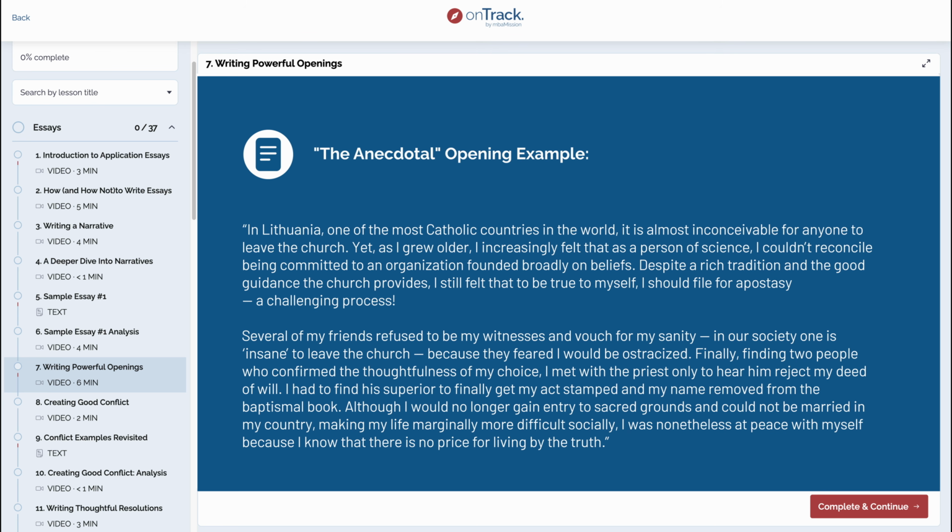I had to find his superior to finally get my act stamped and my name removed from the baptismal book. Although I would no longer gain entry to sacred grounds and could not be married in my country, making my life marginally more difficult socially, I was nonetheless at peace with myself because I know that there is no price for living by the truth.